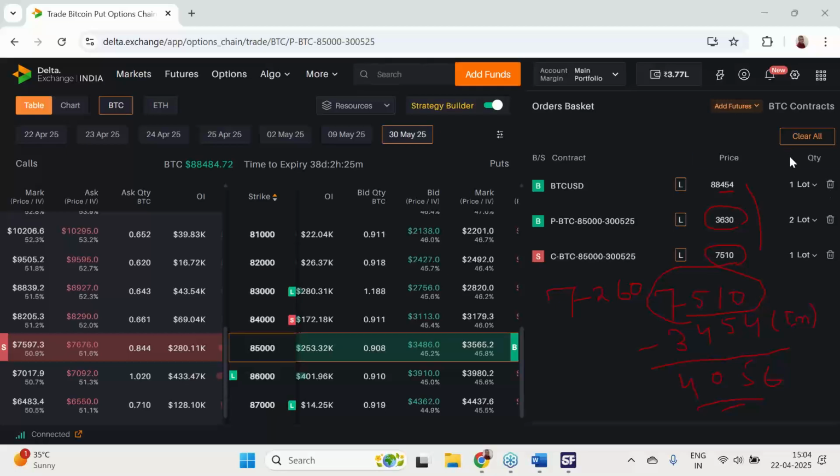However, if it is going up and not coming down, say it is against you, it is not coming down to 85,000, it is maintaining up and up, so you are going to lose only 3,630. So what you would have lost by buying one put option, you are losing the same amount here also. But if the trade is favorable to you, then you are going to make twice the profit.